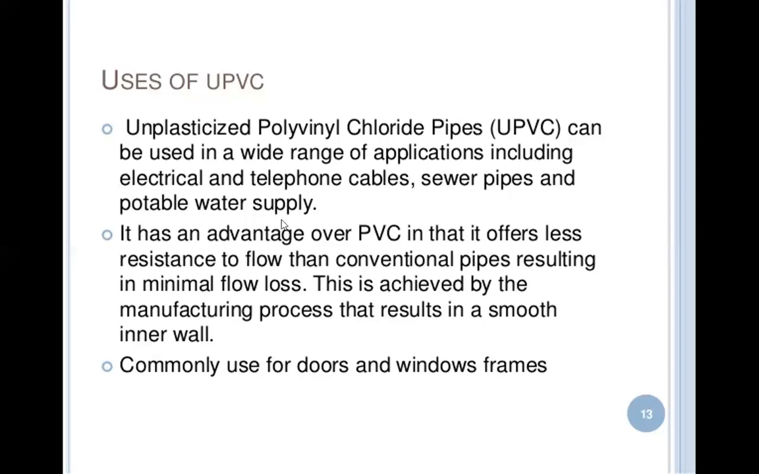It has an advantage over the conventional pipes in that it offers less resistance to flow, resulting in minimum flow loss. This is achieved by a manufacturing process that results in smooth inner walls. It is also used for manufacturing frames for doors and windows, and in making electrical and telephone cables, sewer pipes, and potable water supply.